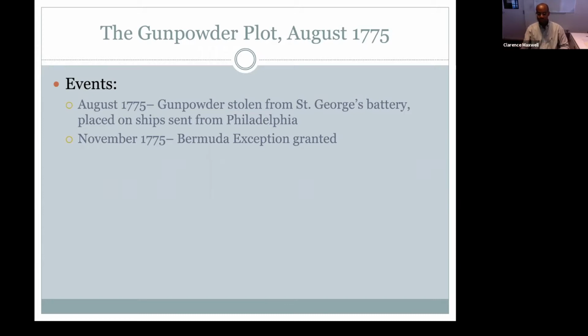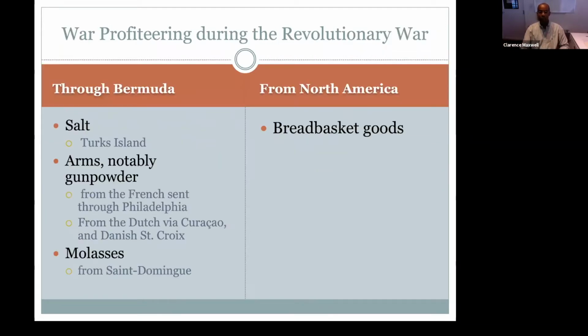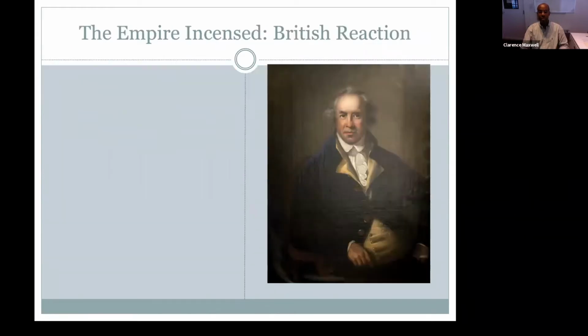It would also trade its goods with the French, which means that when the French joined the war, this would be a total act of treason, because Bermudians found themselves trading with the French, the enemies of the crown, to protect their own hydrarchy. And the result, of course, is that gunpowder, molasses, and other products would be exchanged for bread basket goods.